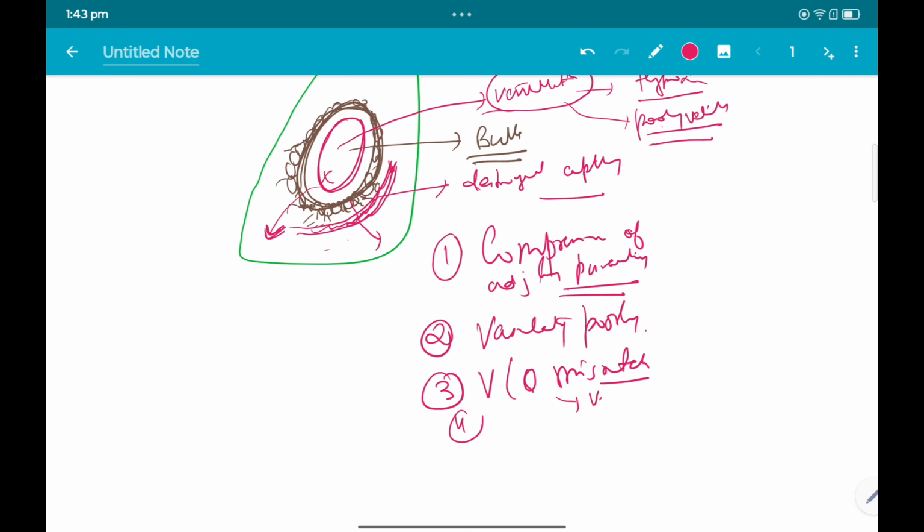They are ventilated but not perfused. So bulla act as a space occupying lesion within the lung parenchyma and they also contribute to respiratory compromise.